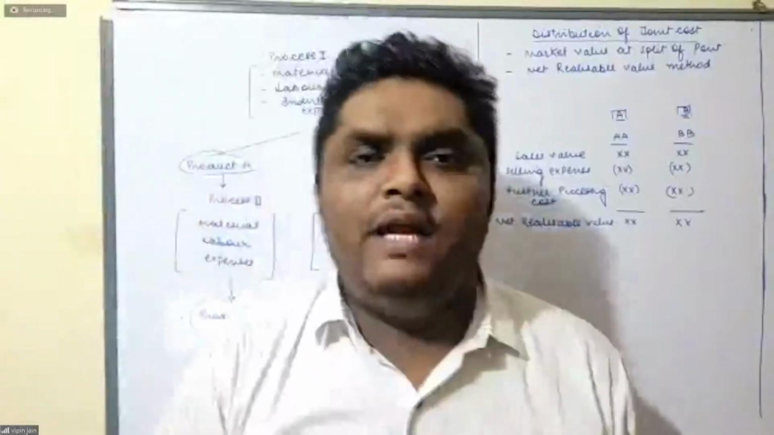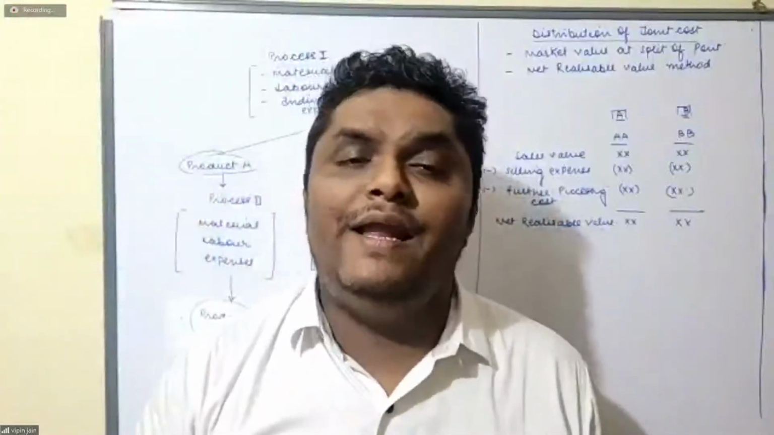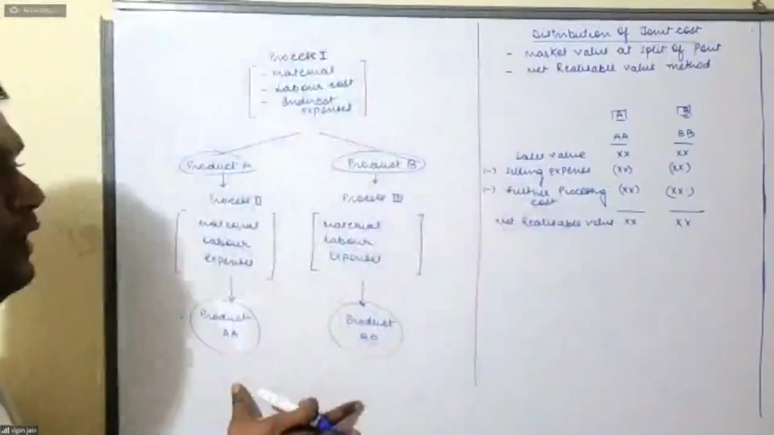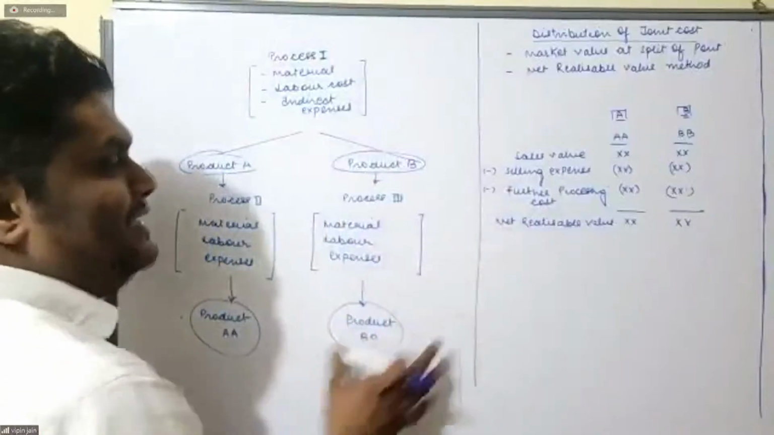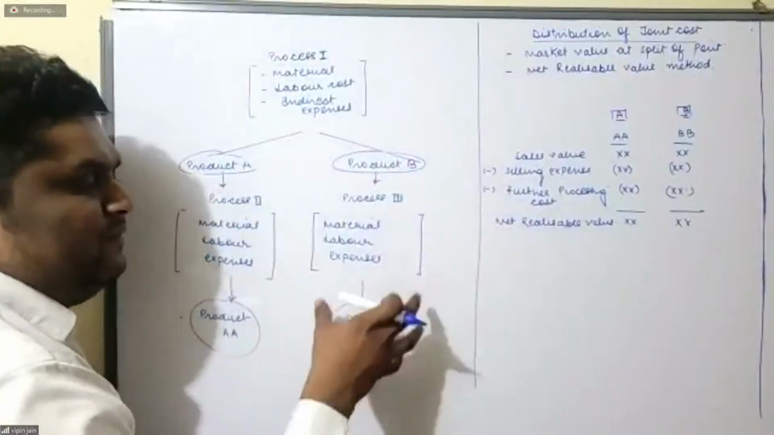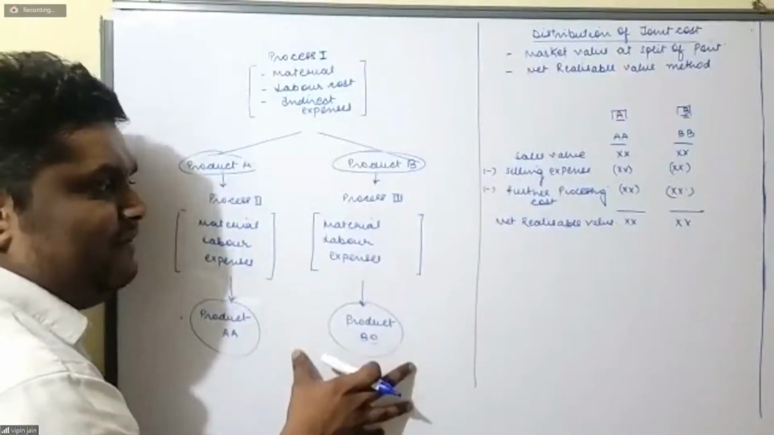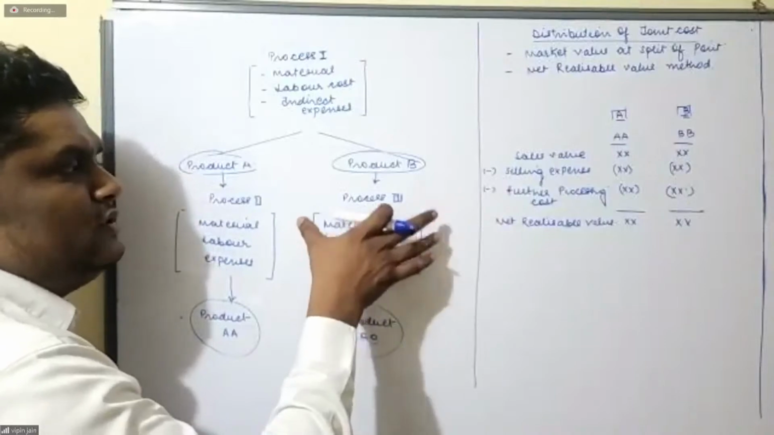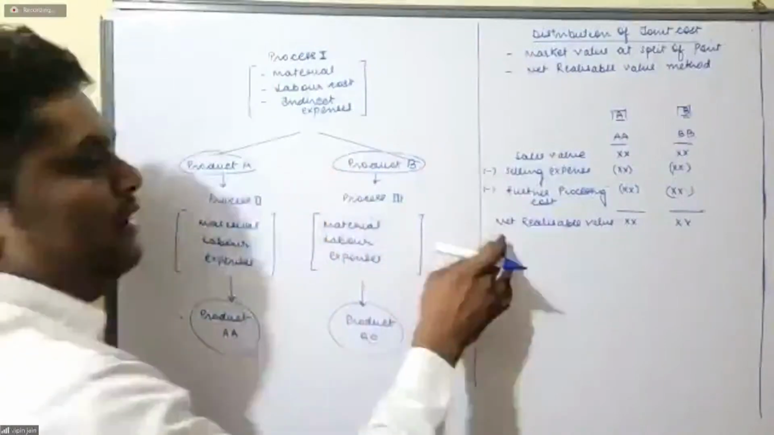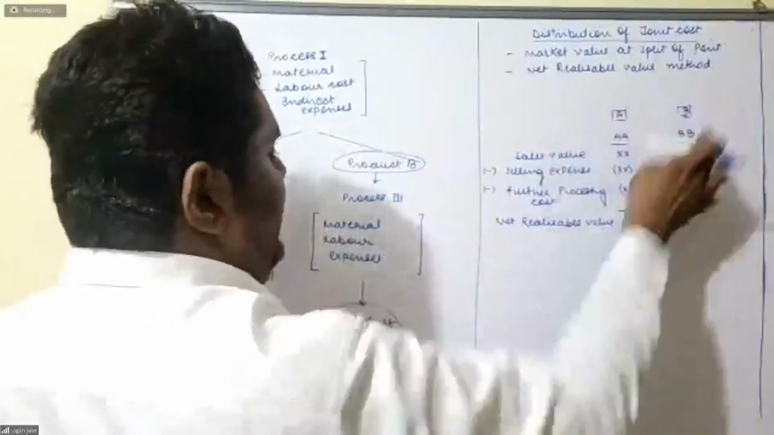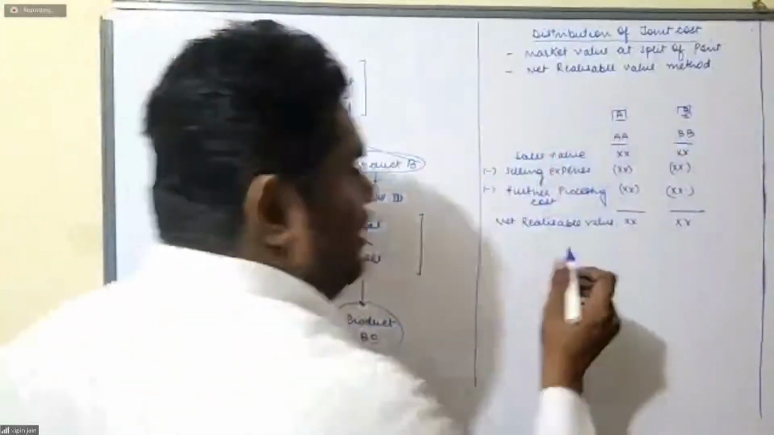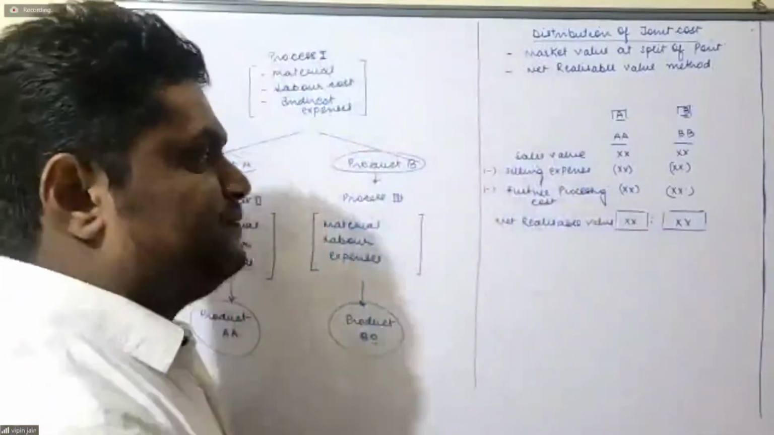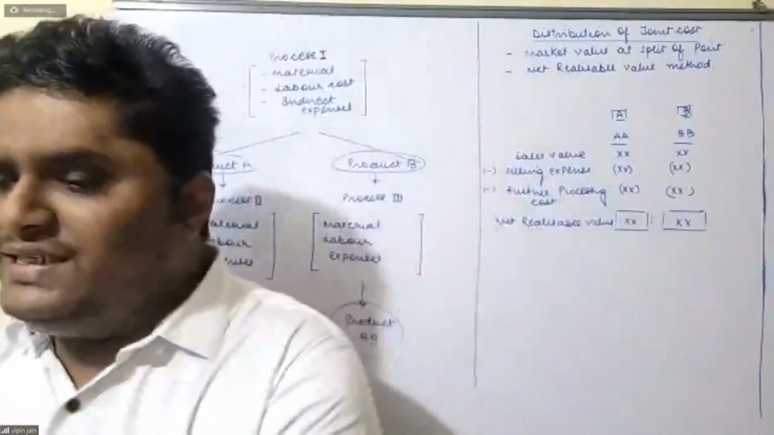So if the market value at split off point or the market value of intermediate products is not available, then what we will do is we'll calculate the dummy market value, that is the net realizable value. That is, from the selling price, if there are any selling expenses given, then we'll deduct the selling expenses. Thereafter, we will deduct the further processing cost. So the value as calculated will be the net realizable value of product A and B. So the joint cost, whatever the joint cost that is incurred, will be distributed in this ratio. So let's take a situation.